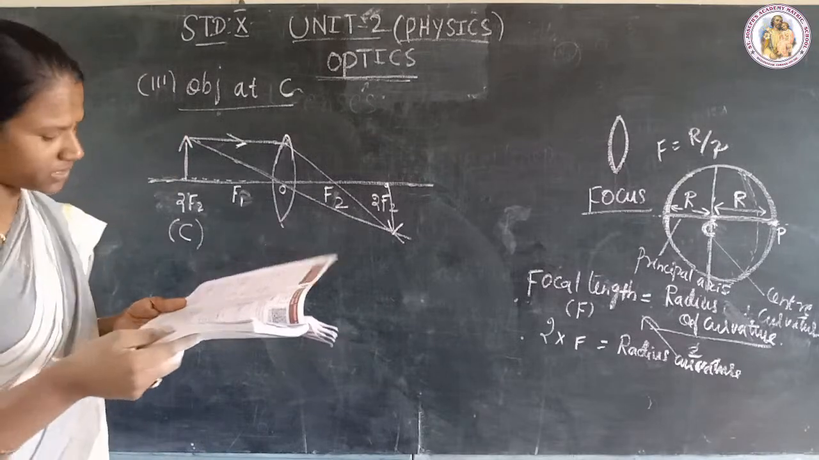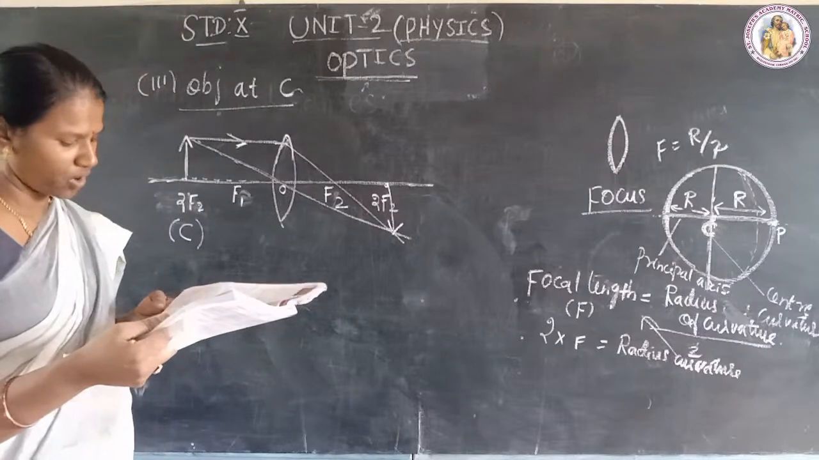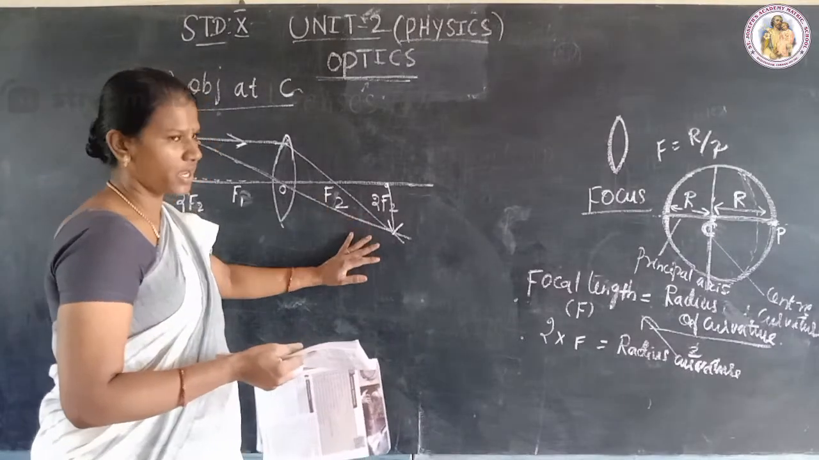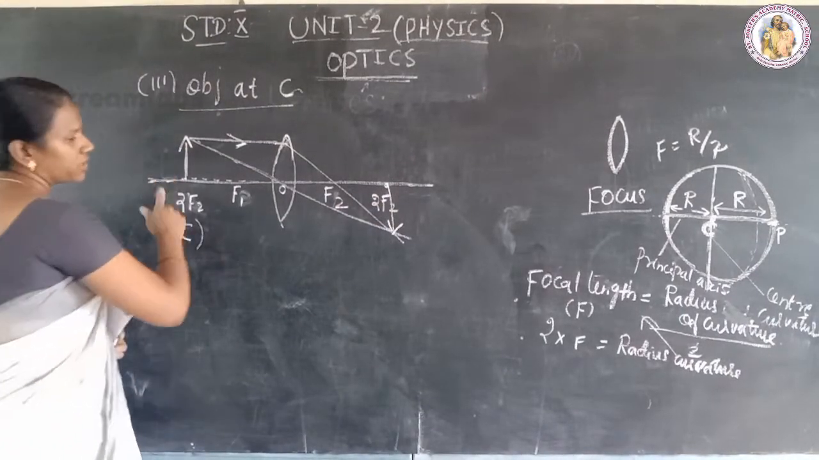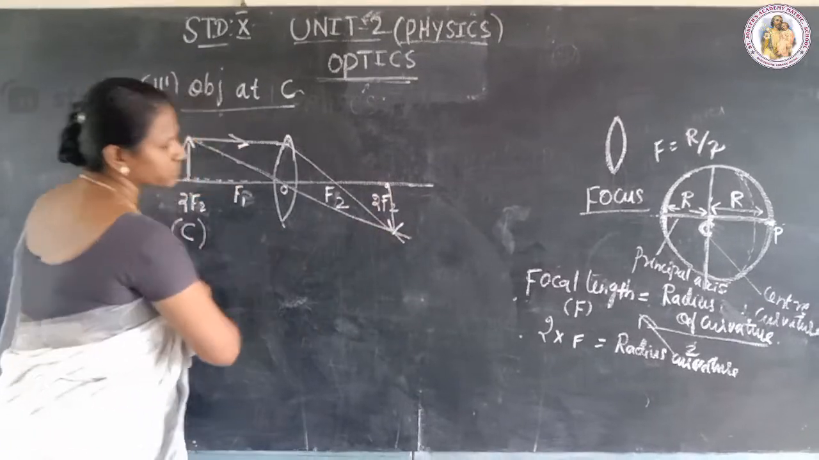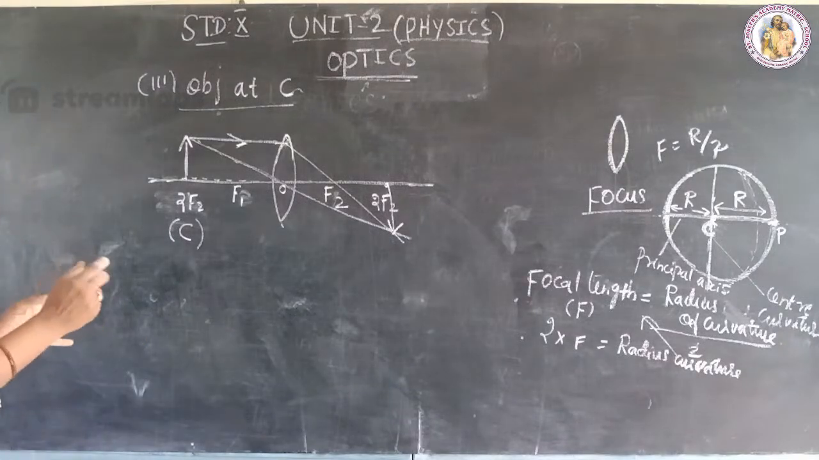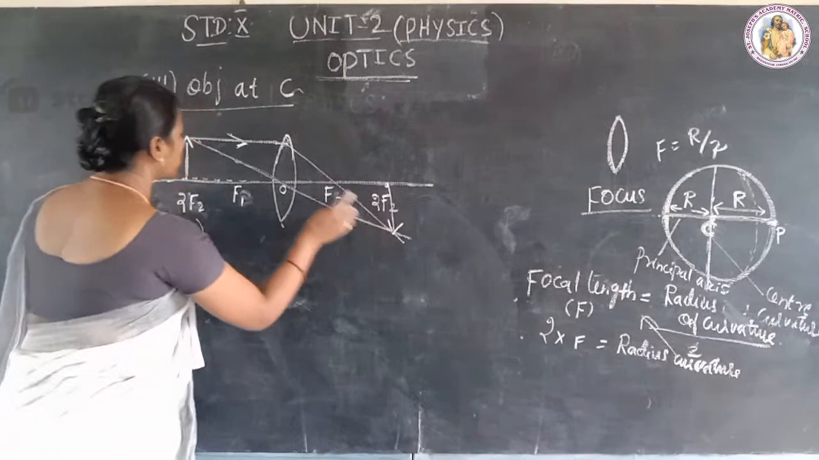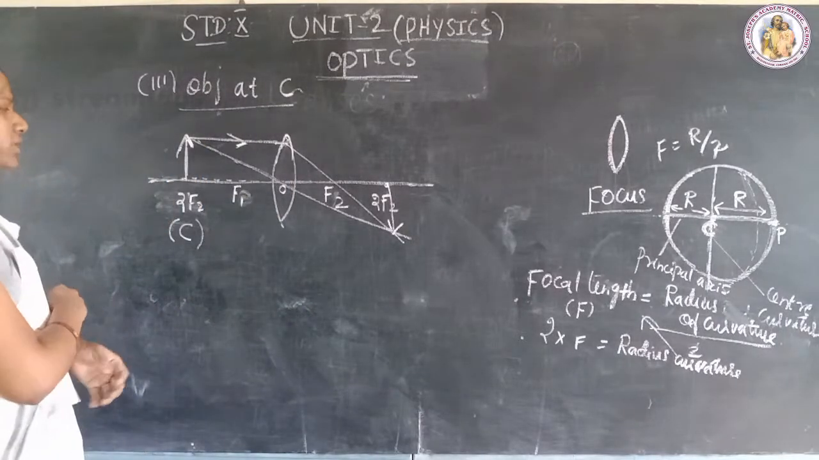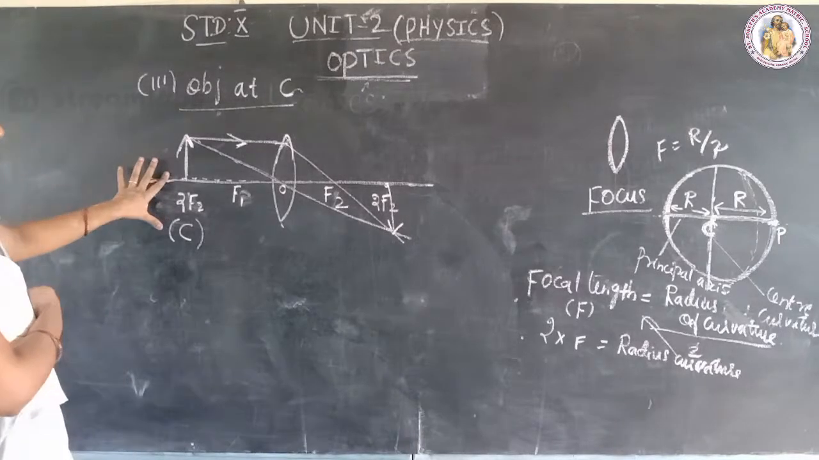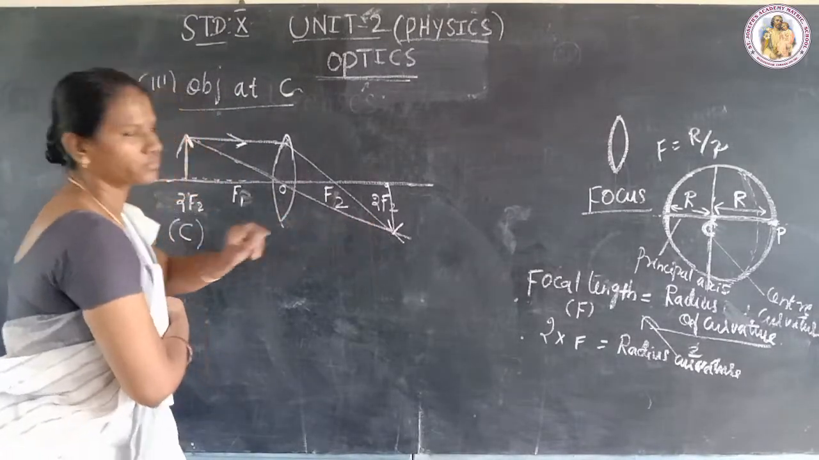See, when an object is placed at the center of curvature, a real and inverted image is formed on the other side, at the center of curvature. What about the size of the image here? It is the same size as the object. So object-ஐ center of curvature-ல வைக்கும்போது கிடைக்கிற image ஓட size எப்படி இருக்கும்? அந்த object ஓட same size ல இருக்கும்.